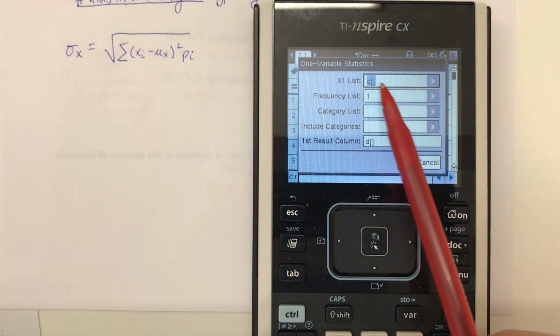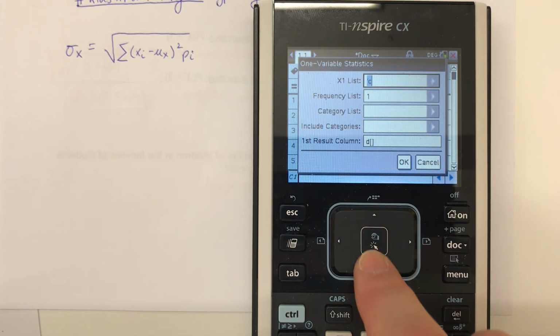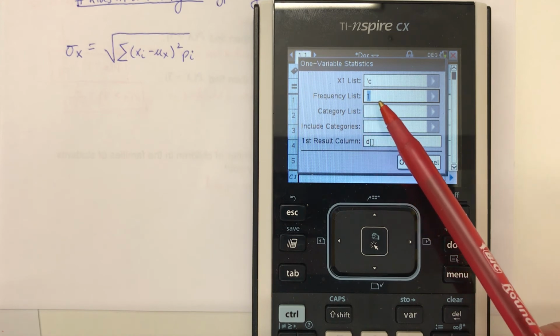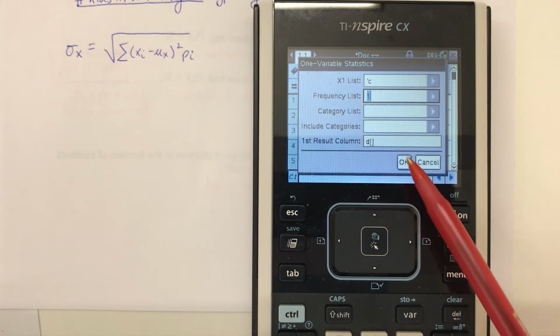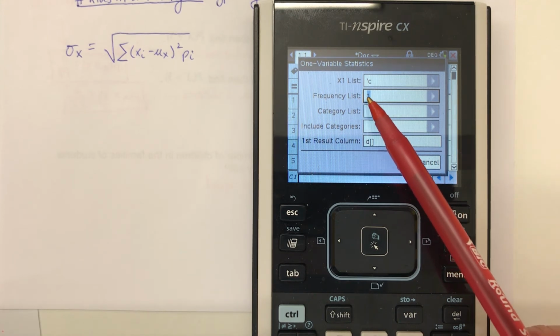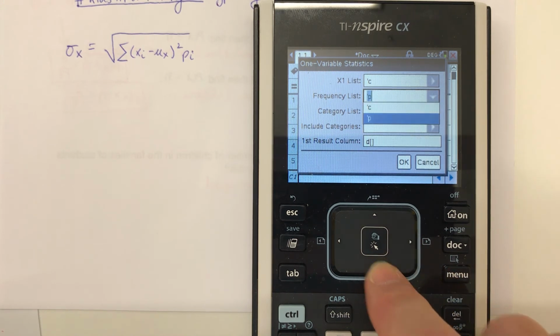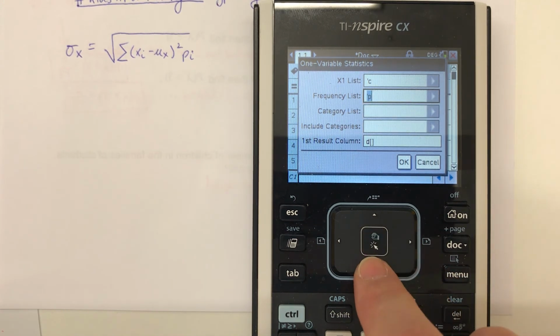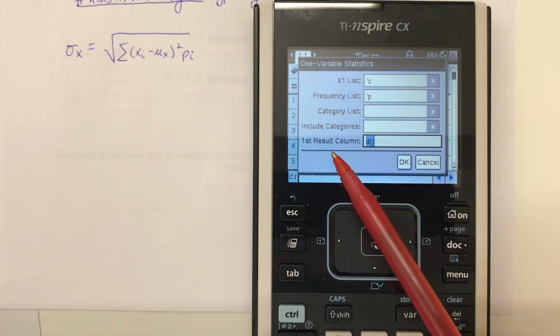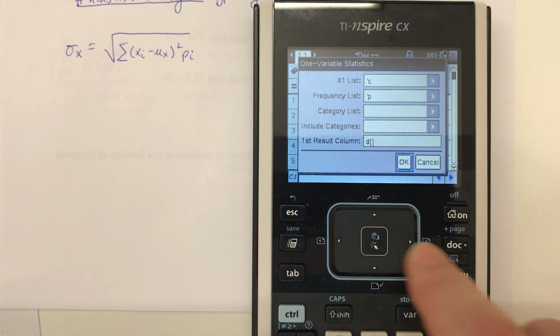Now let's see, the X list, I want to make sure that is the children. All right, so that was C. The frequency list. Now in chapter 1, we just skipped right over that and we went down to OK. But the frequency, that was the probabilities that we typed into list 2, which we called P for probability. Now we're going to come down. The first result column, they're just going to put the answers into D. That is fine. And we'll say OK.